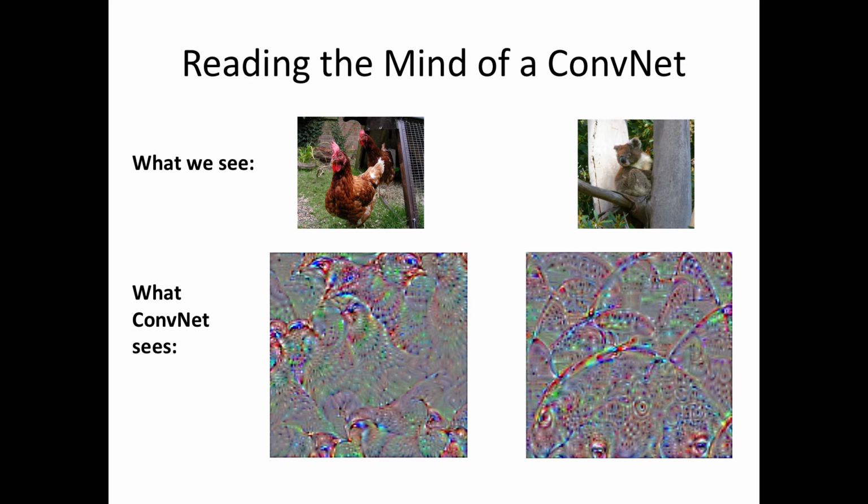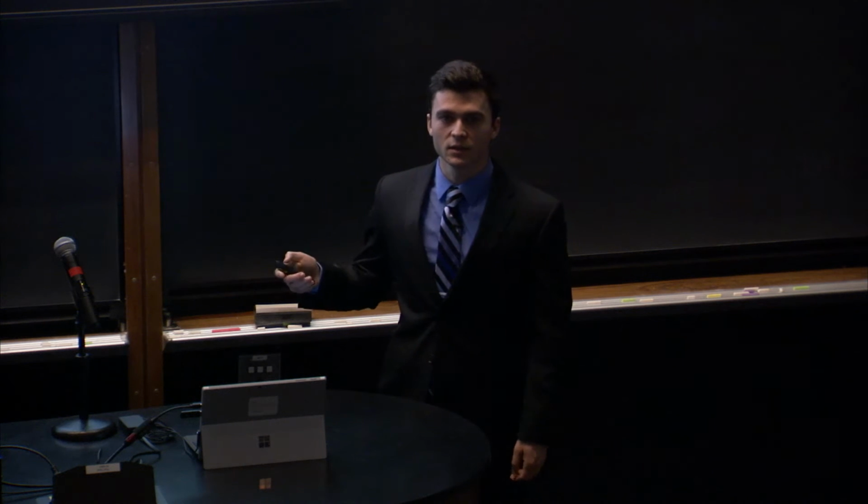So now we can answer that question, what does the convolutional network see? While we see our hen and koala, this and this are the best examples that the convolutional network would come up with for a hen or a koala. Now, while we see semantic features we would intuitively expect, the worldview of the network is certainly different from yours and mine.